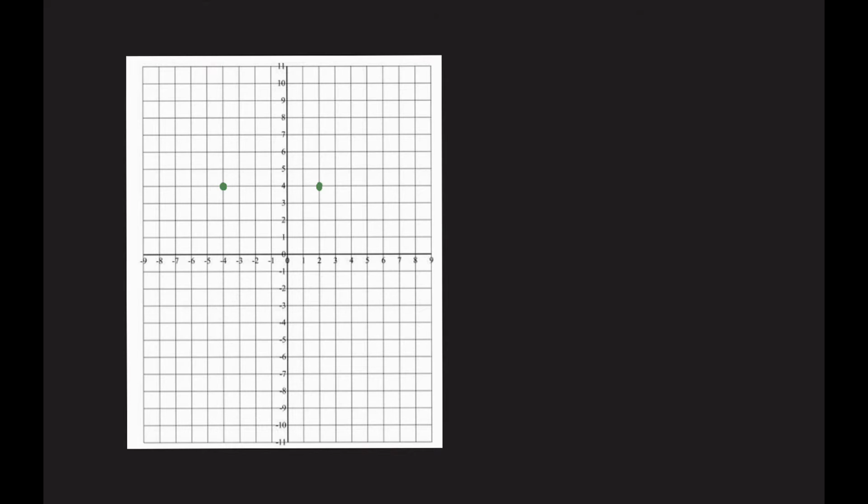So here I have some points on a coordinate plane, and the first thing that I'm going to do is try to find what those points are, like what are their ordered pairs. So I'm going to start off from the origin, 0, 0, and I'm going to start by going on the x-axis to find my x coordinate. So I can see I'm matching up with the point right here at -4. So that means my x is going to be -4.